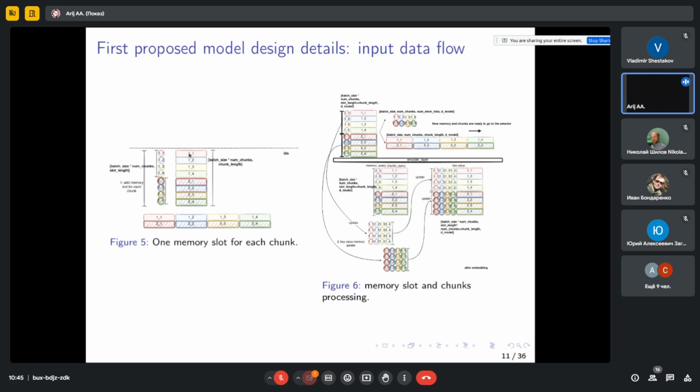So we prepend each chunk with its memory slot. This memory slot can be 1 or more memory tokens. This is for the query. But for the key and value in the attention, we prepend each chunk with all memory slots of the chunked input. And after each encoder layer, we update the memory content in the key and value and in the query.